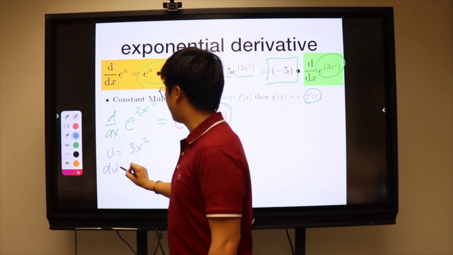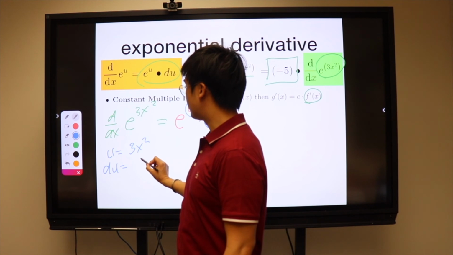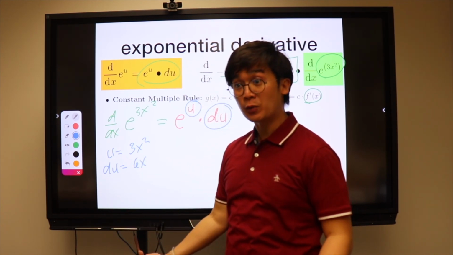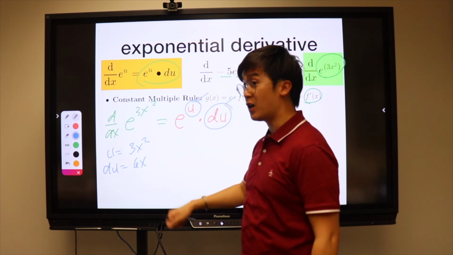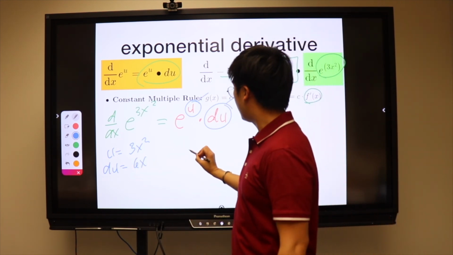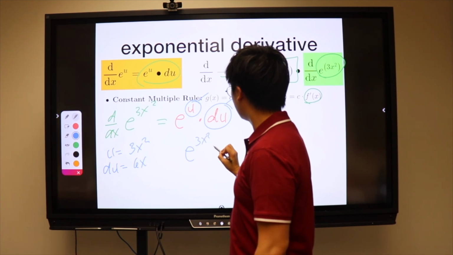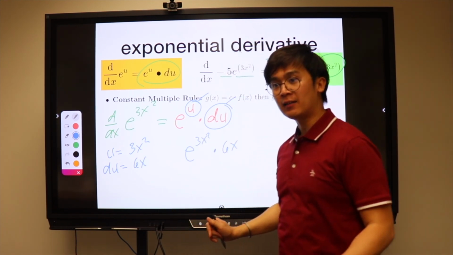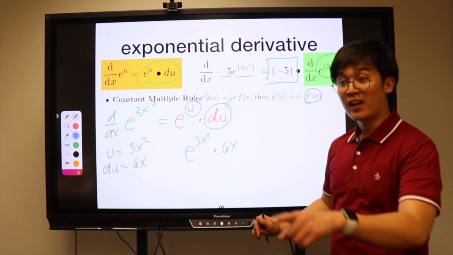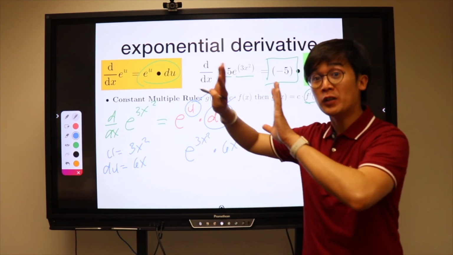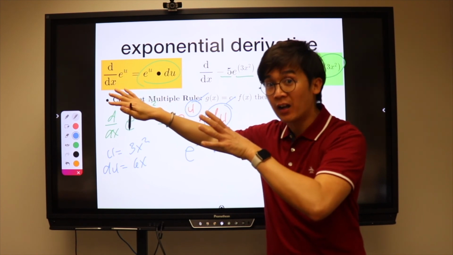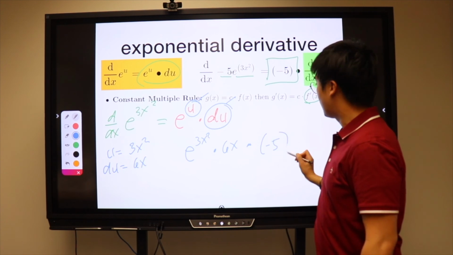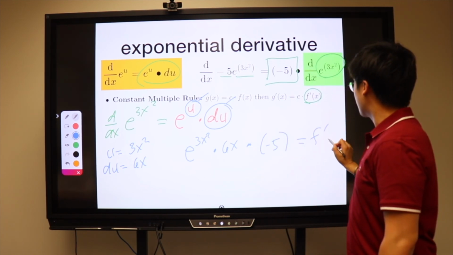What is the derivative of 3x squared? 6x. Now that we have all the ingredients we need, just replace this and that with those and we're done. We have e to the 3x squared times, am I forgetting anything with my answer? The constant. Don't forget it. You're going to set it aside, but don't forget the constant. So just bring them into the mix. And this is now your f prime of x.